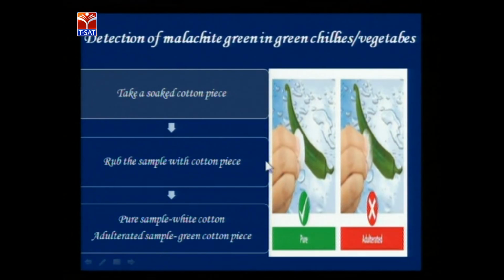Here, first you should take your vegetable. Later, take a water-soaked or oil-soaked cotton piece and rub it on the surface of your vegetable. If your vegetable was pure, it remains like that. If your vegetable was adulterated with malachite green, your cotton piece turns green. Friends, let us do a live test for this.